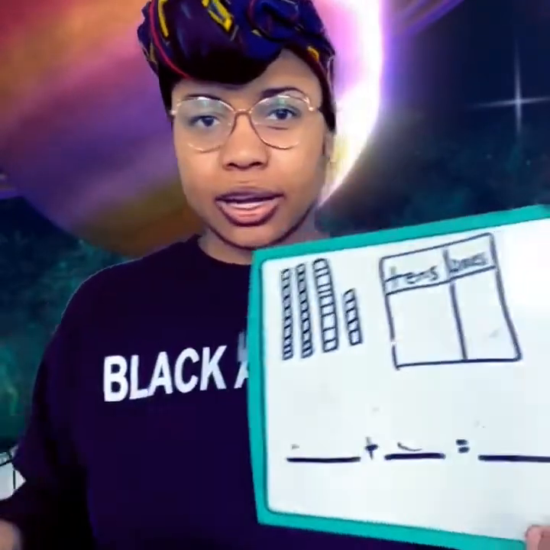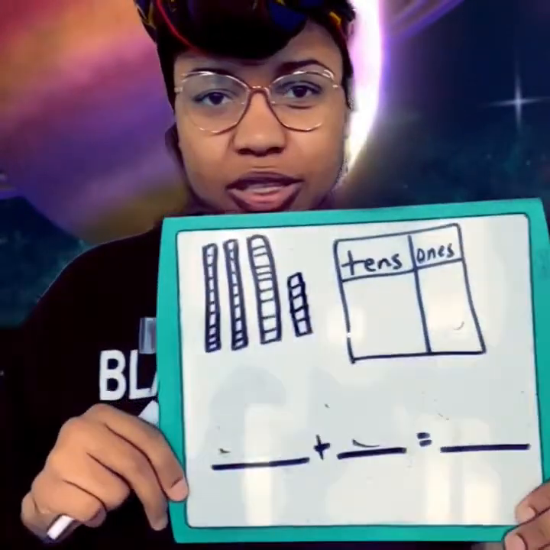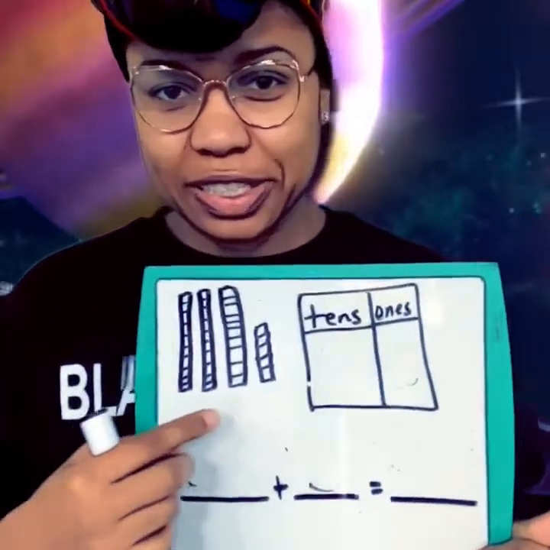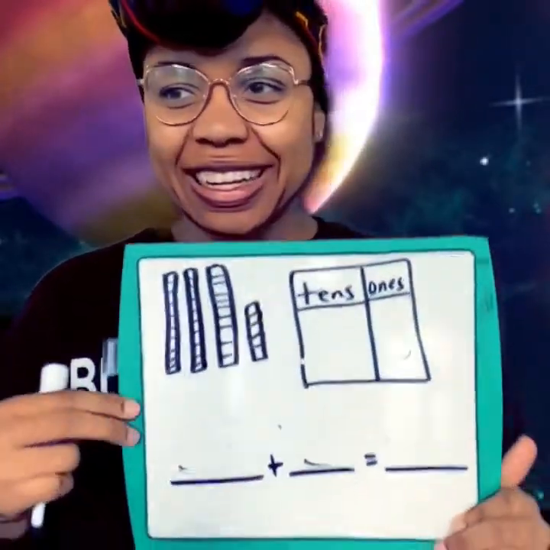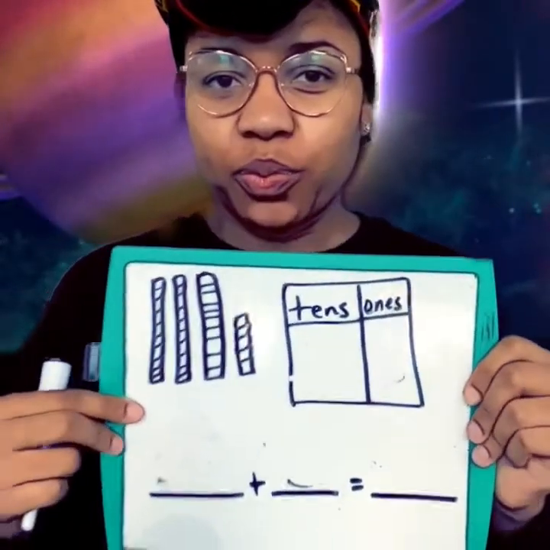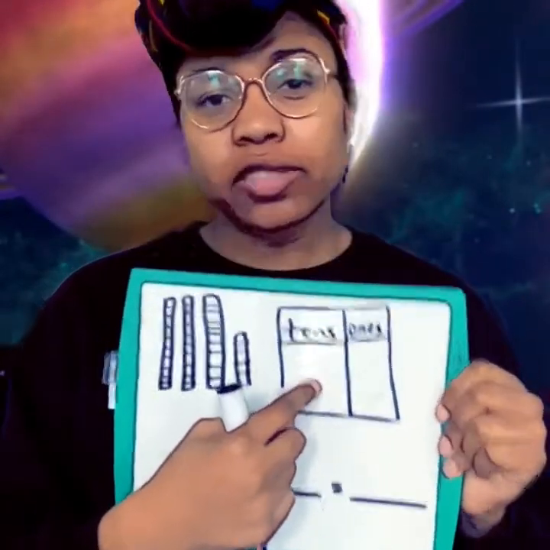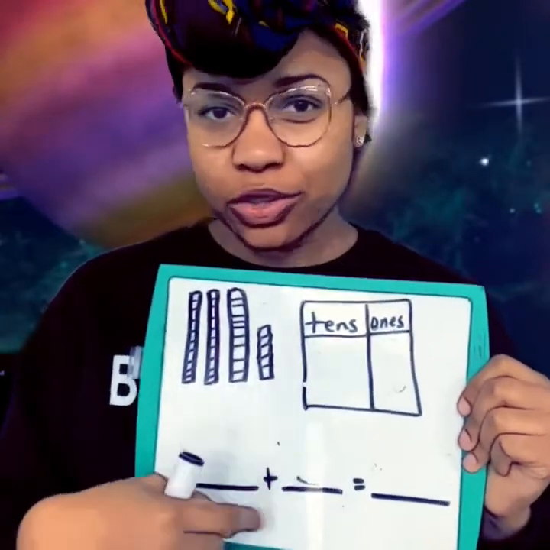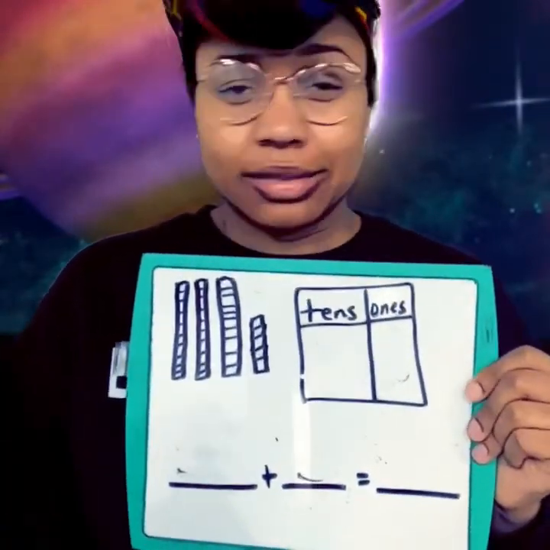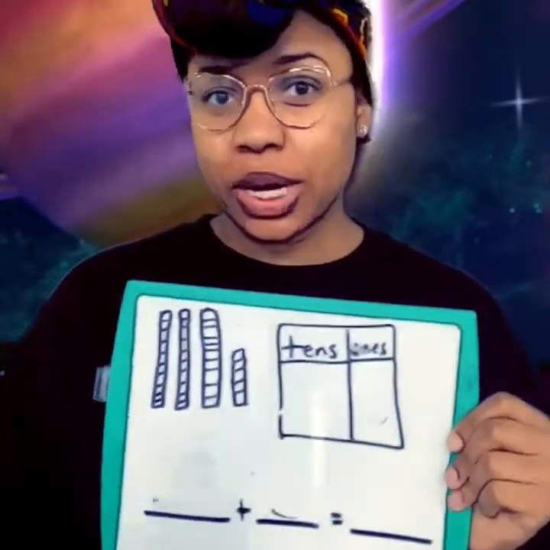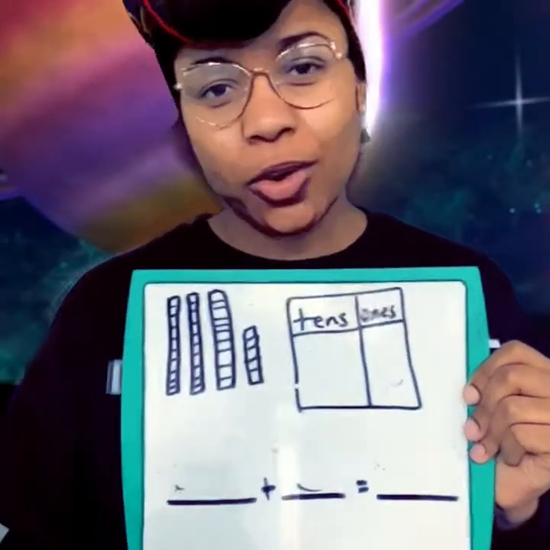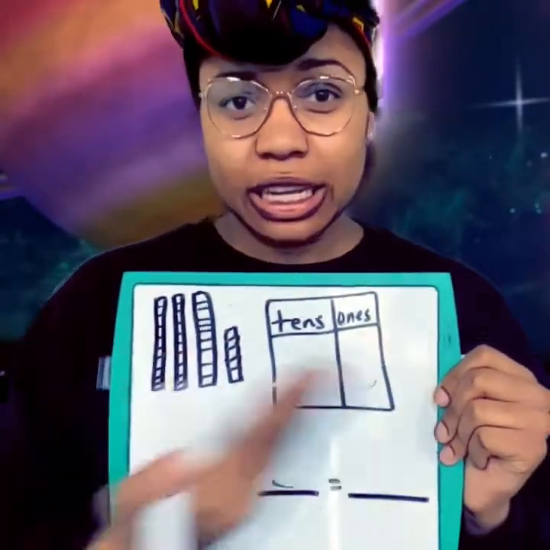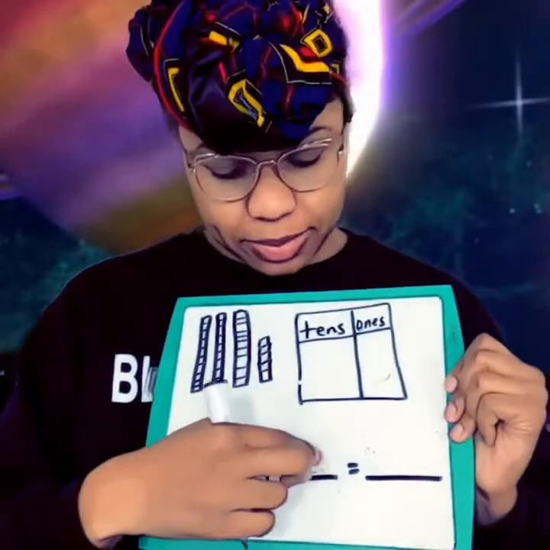So here's a new problem. Don't laugh at my 10 sticks. Still a group of 10. So this time, instead of starting with our place value chart, we can start with our number sentence. Remember, it doesn't matter which one you start with, as long as you're getting it done and you understand why you are writing certain numerals in each place. So let's start with our number sentence.